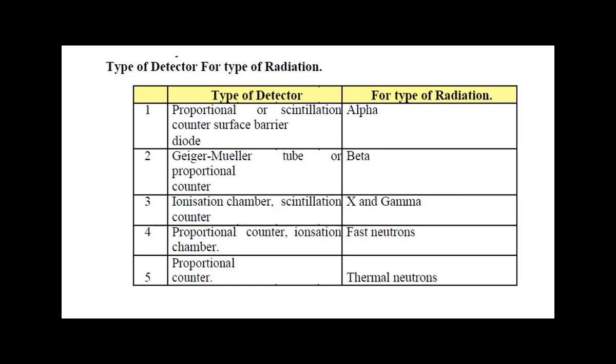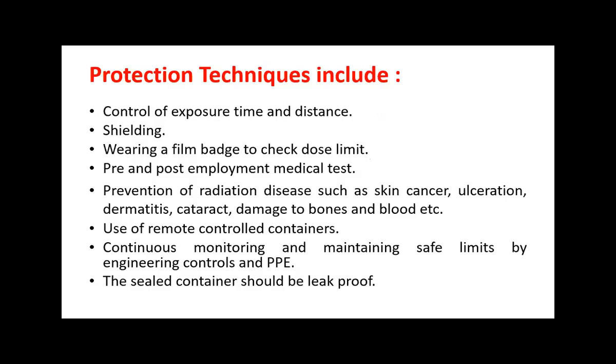So depending on the type of radiation, we have to use the particular detector equipment to measure the radiation, because we have to restrict the maximum permissible limits for this radiation. Then what are the protection techniques? How to protect from this radiation? So we have to follow some of the guidelines. Control of exposure time and distance, that is in our hand, because there is a specific limit which is given for the exposure. So we can control this time as well as the distance.